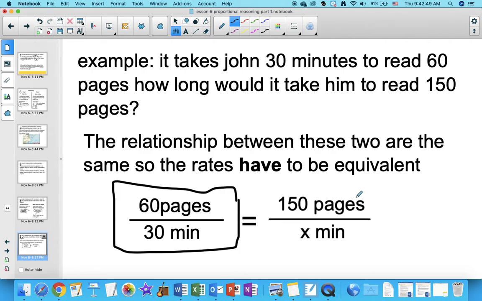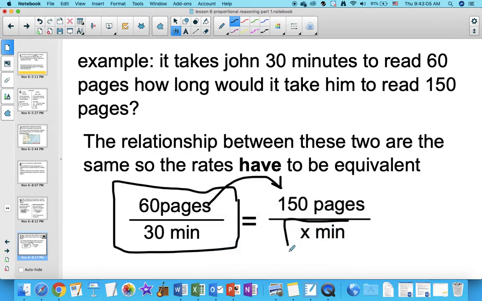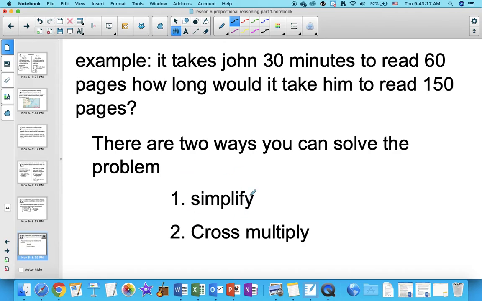Well, the first thing you're going to look at is, 60 cannot turn into 150, right? 60 times 2 is 120, and 60 times 3 is 180. So I cannot turn 60 into 150. So if I can't turn 60 into 150, how do I find x? But they have to be equivalent, so we can simplify, right?